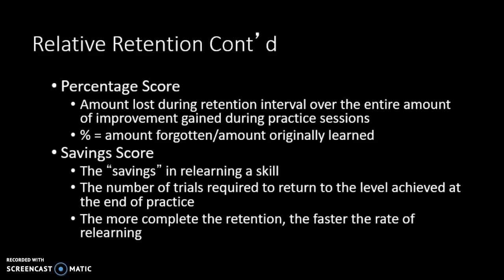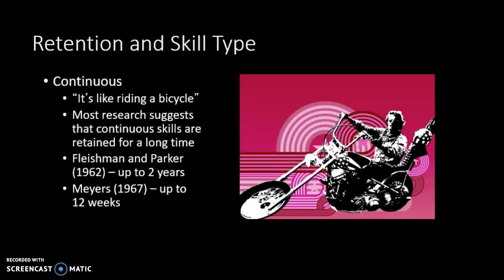And then we have a savings score, so savings in relearning a skill, so the number of trials required to return to the level achieved at the end of practice. So the more complete the retention, the faster we'll get back to where we initially started.